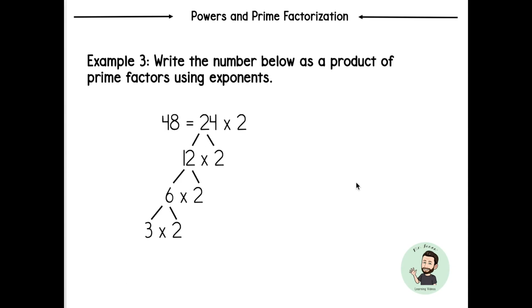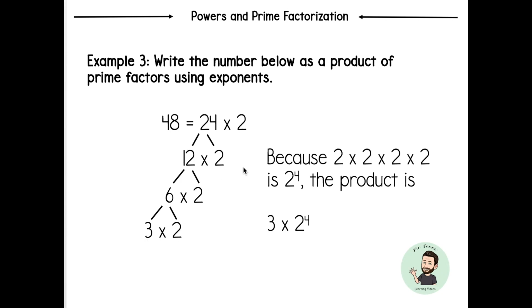Example 3, write the number below as a product of prime factors using exponents. So here, again, I've done something slightly different. It's sort of like our factor tree, but here I've just broken down the larger factor in each pair into a smaller expression, and I just did that repeatedly. And what I'm left with is 5 primes, 3 and 4 2s. Because 2 times 2 times 2 times 2 is 2 to the 4th power, the product here is 3 times 2 to the 4th power.